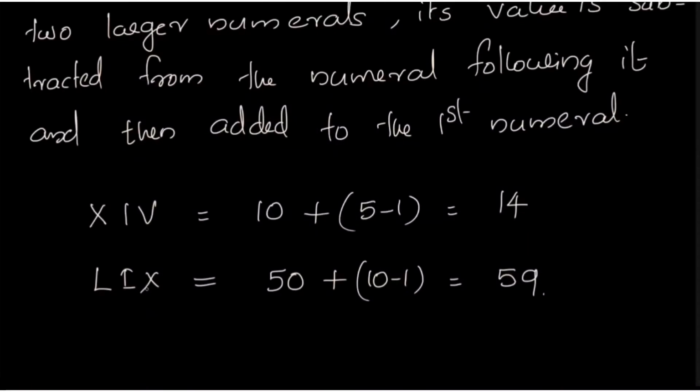Another example, here it is X is 10, I is 1, L is 50. Here the middle letter is the smaller one. So we can subtract that smaller number from the rightmost number, that is from X, 10 minus 1 is 9. Then put L as 50. 50 plus 10 minus 1 equals 59. These are the 5 rules to be remembered before calculating or writing a Roman numeral.